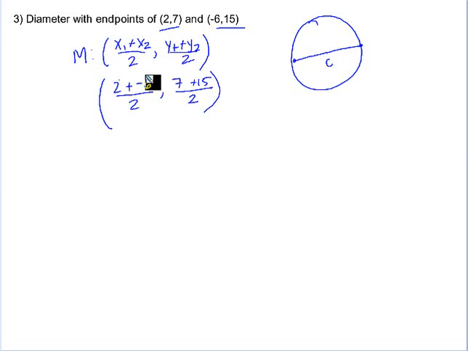2 plus -6 is -4. -4 over 2 is -2. 7 plus 15 is 22. 22 divided by 2 is 11. So our center is at (-2, 11).